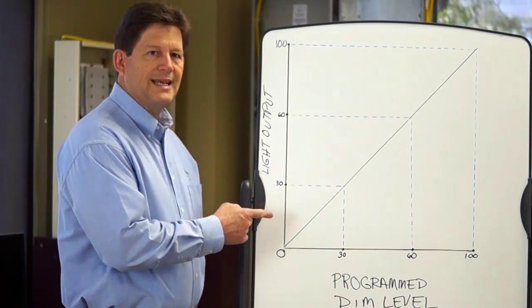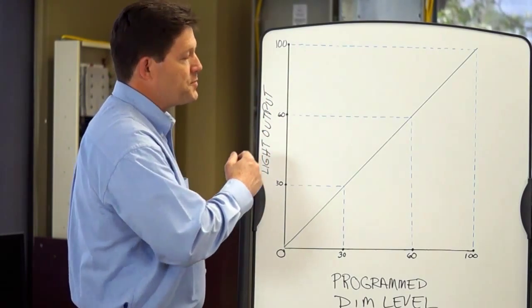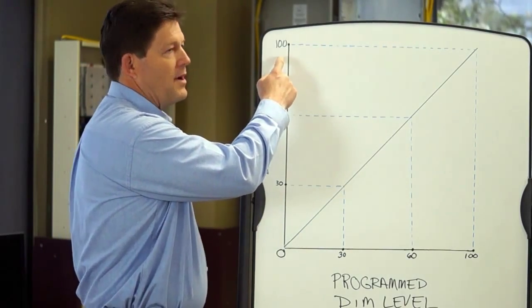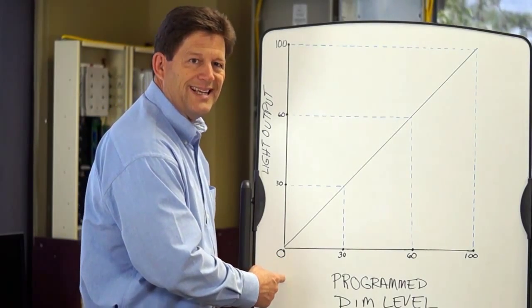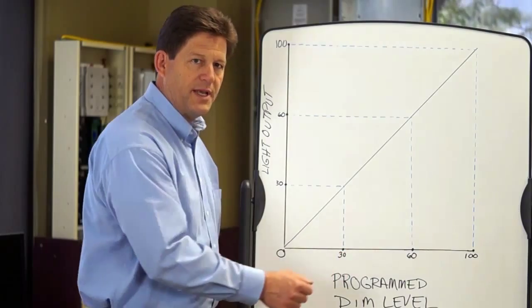This chart represents the ideal linear dimming response. The y-axis represents perceived light output, normalized so that 100% represents the full brightness of the light. The x-axis represents the programmed or intended dimming percentage ranging from 0 to 100%.